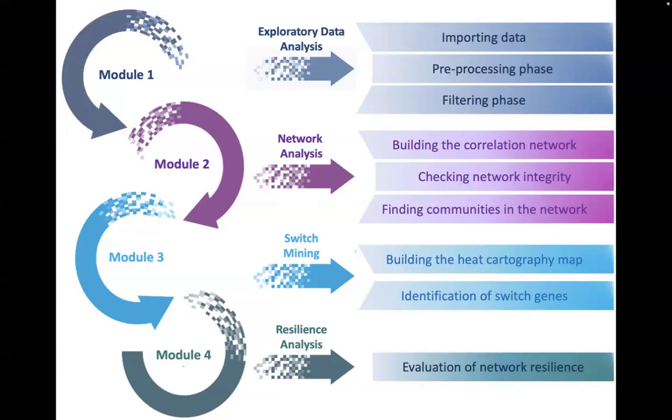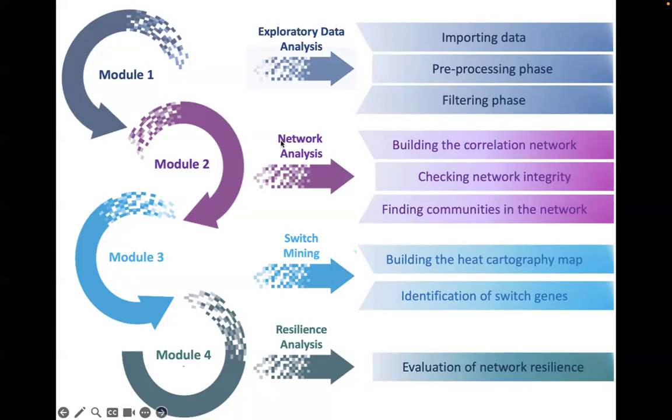Swimmer consists of 4 modules. In the first module, we have the exploratory data analysis, in which Swimmer imports the data matrix and performs the pre-filtering and filtering phase. At the end of this module, you have a list of different size-specific genes between 2 conditions.